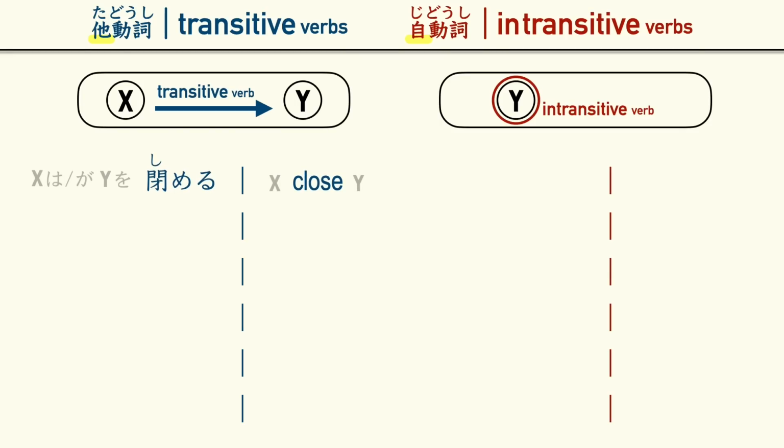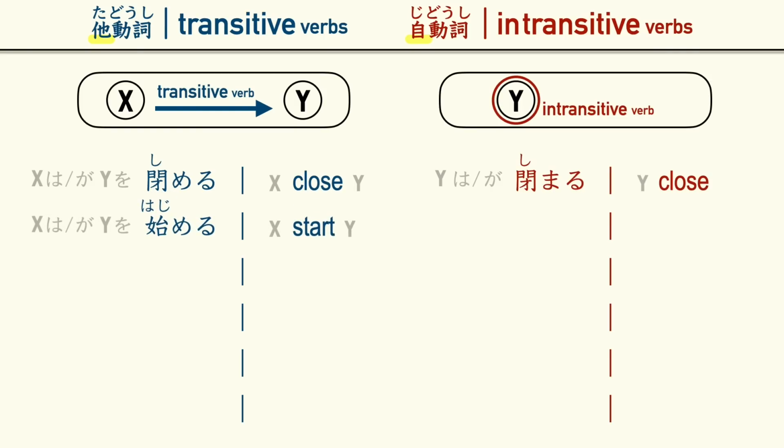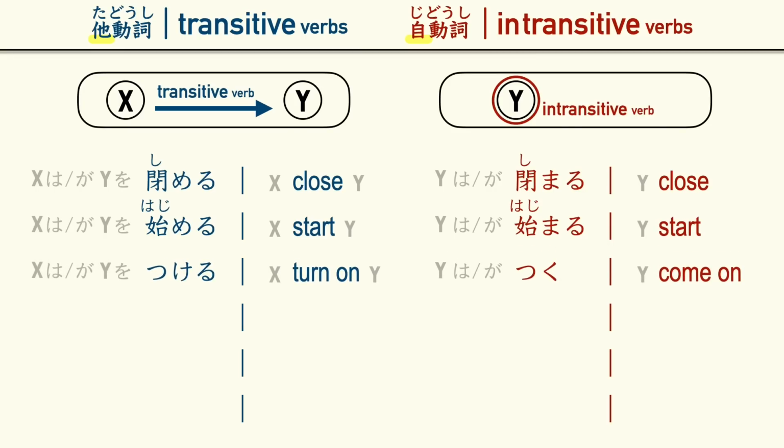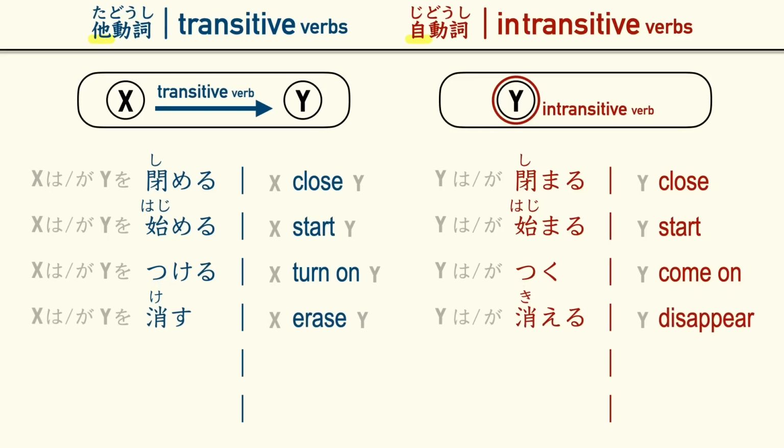X は or X が Y を閉める. X closes Y. Y は or Y が閉まる. Y closes. Y を始める. Someone or something starts Y. Y が始まる. Y starts. Y をつける. Turn on Y. Y がつく. Y comes on. Y を消す. Erase Y. Y が消える. Y disappears.